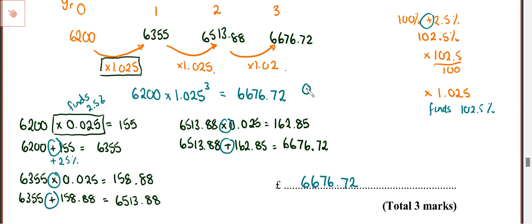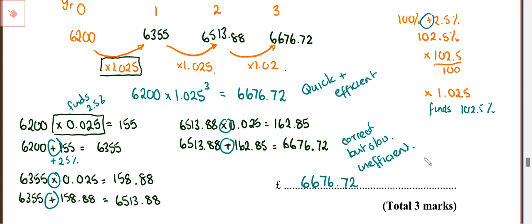So, quick and efficient, correct, but slow. Yeah. And you're right, we could say inefficient. What happens in an assessment if you're correct but slow and inefficient? You don't get to finish.